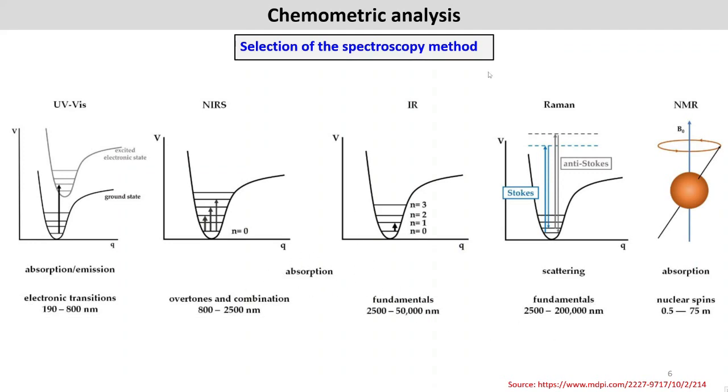There is another type of radiation which is regarded as Raman spectroscopy, and it was proposed by Sir C.V. Raman. In this Raman spectroscopy, the scattering of the electromagnetic light is analyzed. And lastly, in NMR spectroscopy, we have the absorption of the radio waves, which plays an important role.